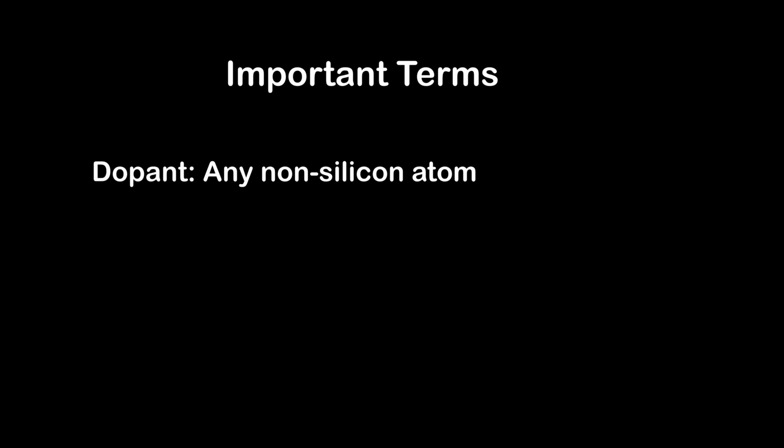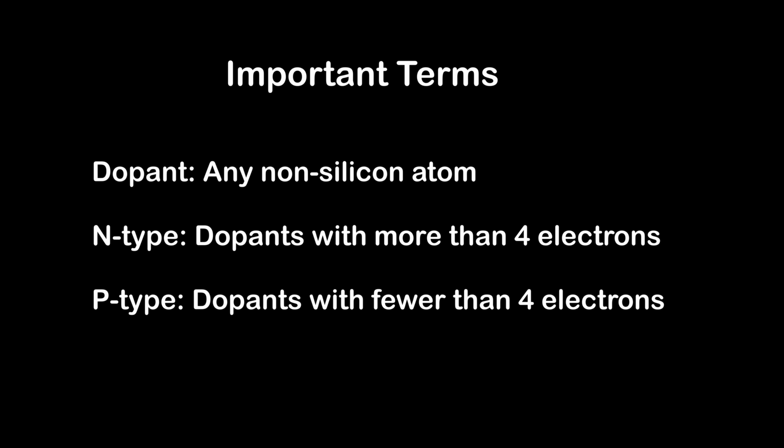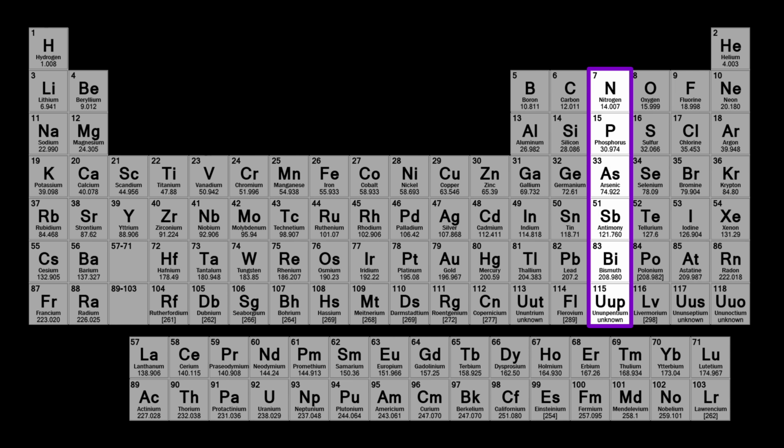Now that we've got our bearings, let's introduce a few important terms. Any non-silicon material that we add to our silicon is known as a dopant. Dopants that provide extra electrons are referred to as N-type dopants, because they have the effect of adding additional negative charges. Dopants that provide missing electrons, or holes, are called P-type dopants, because they have the effect of adding additional positive charges. Atoms with the same number of valence electrons as phosphorus, found in the same column of the periodic table, can also be used as N-type dopants.